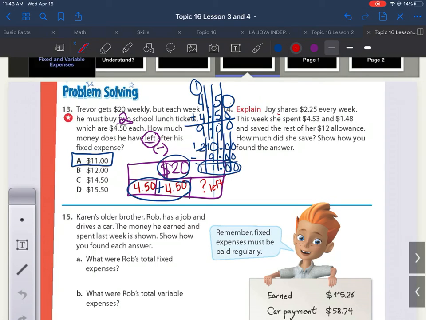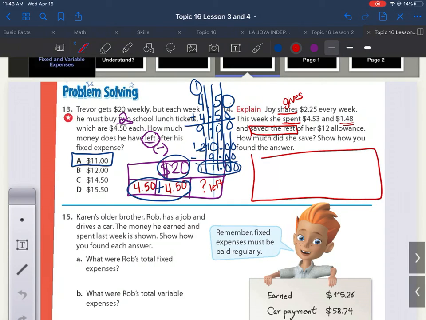Number 14. Joy shares. Remember, that means gives. $2.25 every week. This week she spent, there you go, clue word, $4.53 and $1.48 and saves the rest. Do we know how much she saved? No, it says rest of her $12 allowance. How much did she save? So I'm looking for how much she put away.